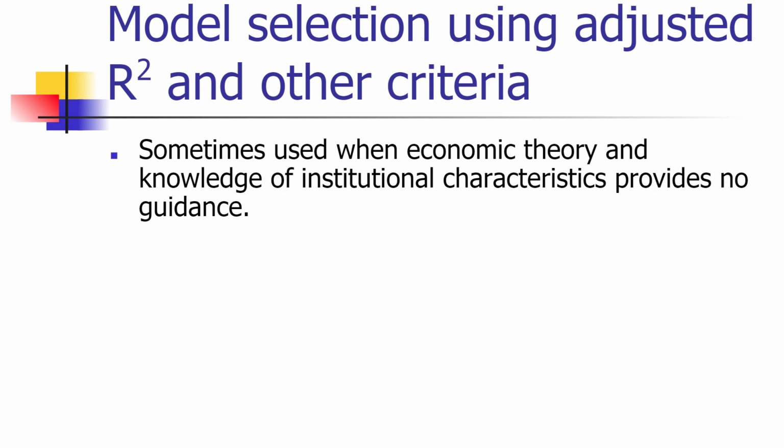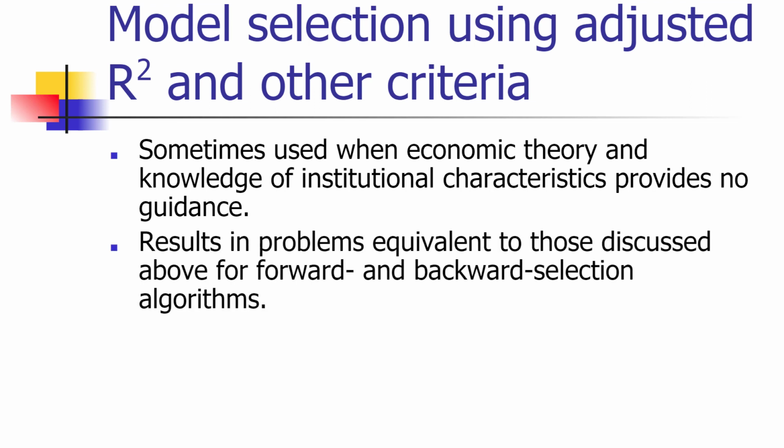And in those cases, econometricians and other statisticians will sometimes rely on things such as adjusted R-squared or other criteria that we'll discuss a little bit later in the course to guide the selection of how many of these lag terms you should include. But the problems are essentially equivalent to forward and backward selection algorithms that we just mentioned.